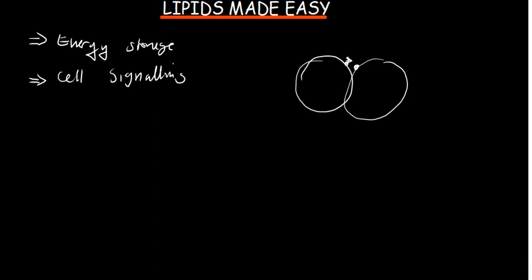Okay, they are there for signaling, even to know that you have got something that doesn't belong to this cell that is coming into the cell. These are able to identify that this doesn't belong to this cell. So, cell signaling. Apart from that, they are also there for structural support.